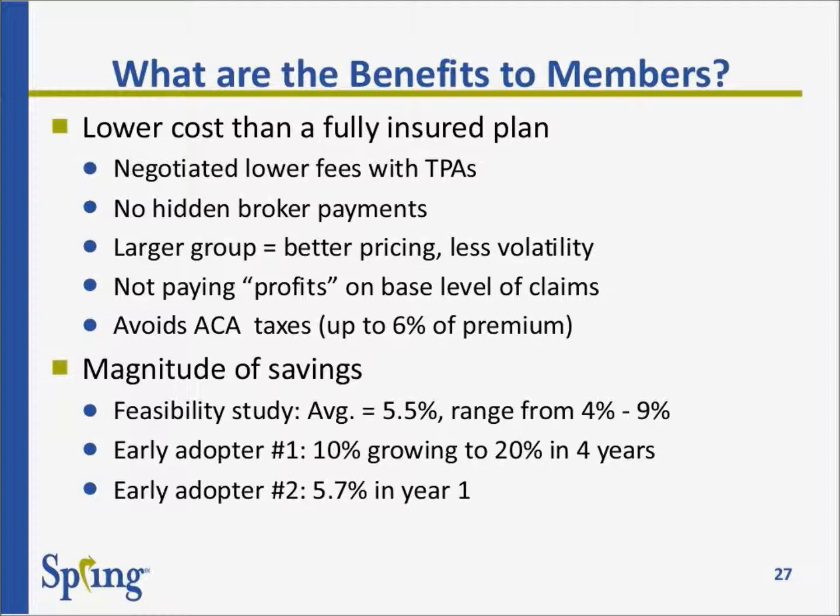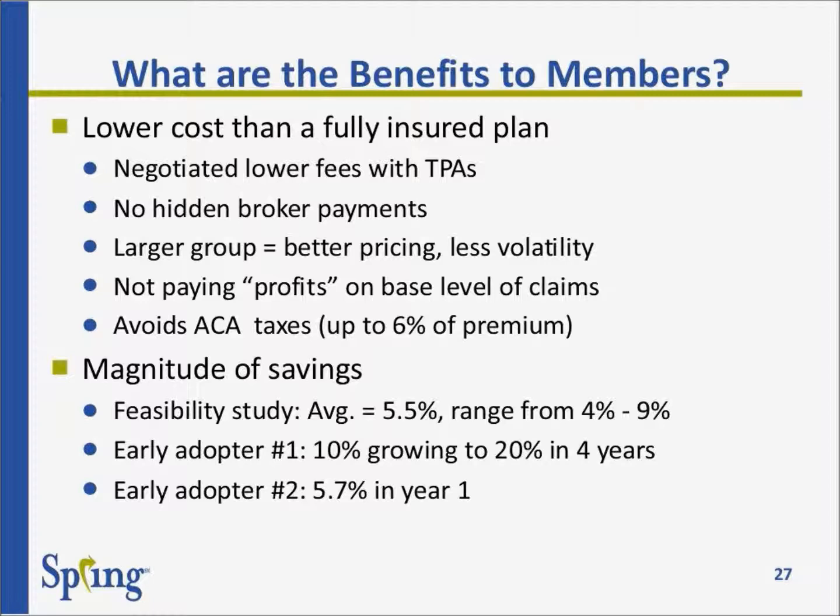Again, being a larger group, we get better pricing, less volatility, and the profits come back to the institutions rather than going to the health insurance company. Being self-insured adds another benefit, and that is that we are avoiding some of the ACA taxes, and that can be up to 6% of premiums, which is very, very significant.